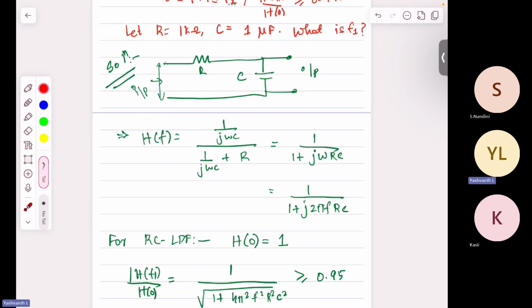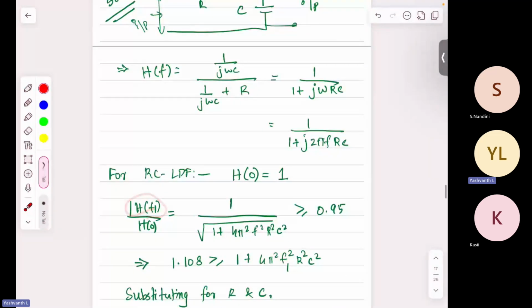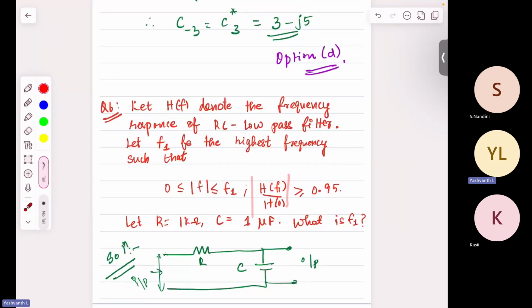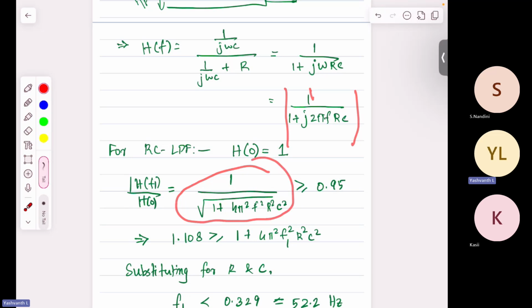So H of f is 1 by 1 plus j 2 pi f RC. Now, H of 0 is what? Put f equal to 0, therefore it's just 1. The given question is, what is the value of f1 for which H of f1 divided by H of 0 is at least 0.95? H of f1 by H of 0 is 1 over H of 0, therefore H of f1 should be at least 0.95. It should be the modulus, since it's a complex number. So it is same as saying 1 by square root of 1 plus 4 pi square f square R square C square must be at least 0.95.